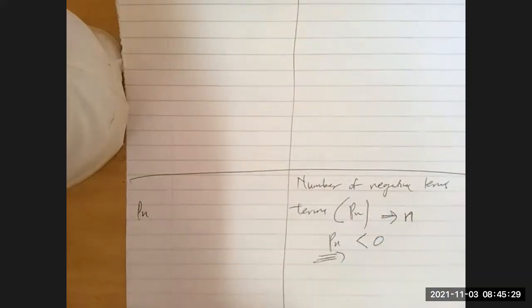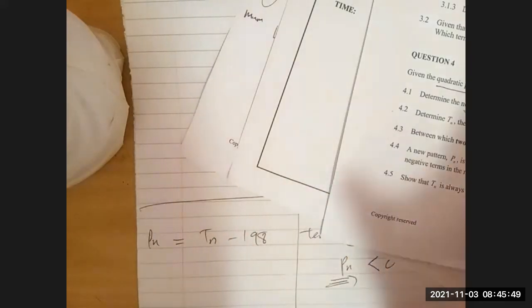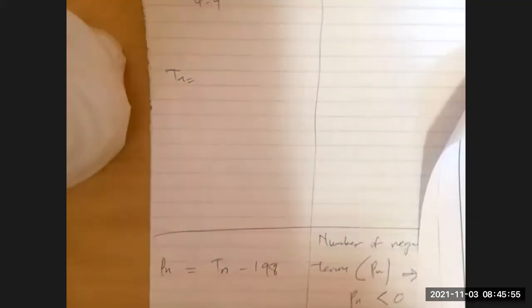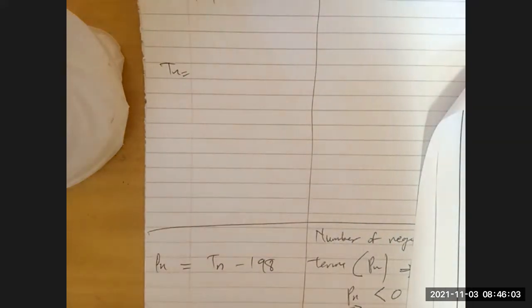So it means we have to find n, okay? We have to find n. But the question is, do we know Pn? We just know that Pn, according to the question, this is what they told us: Pn is Tn minus 198, right? This is what we just know. We just know that it's equal to Tn minus 198, right? And we have Tn. What is Tn? Tn is equal to, let's see, Tn, we found that for the quadratic pattern, it's what?